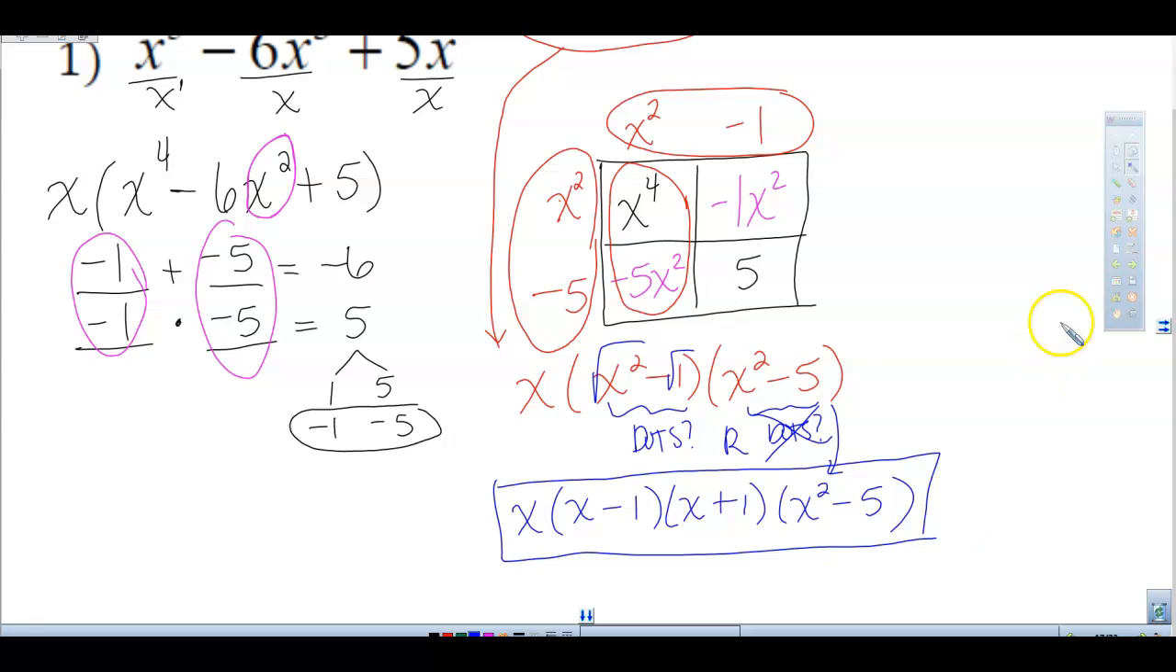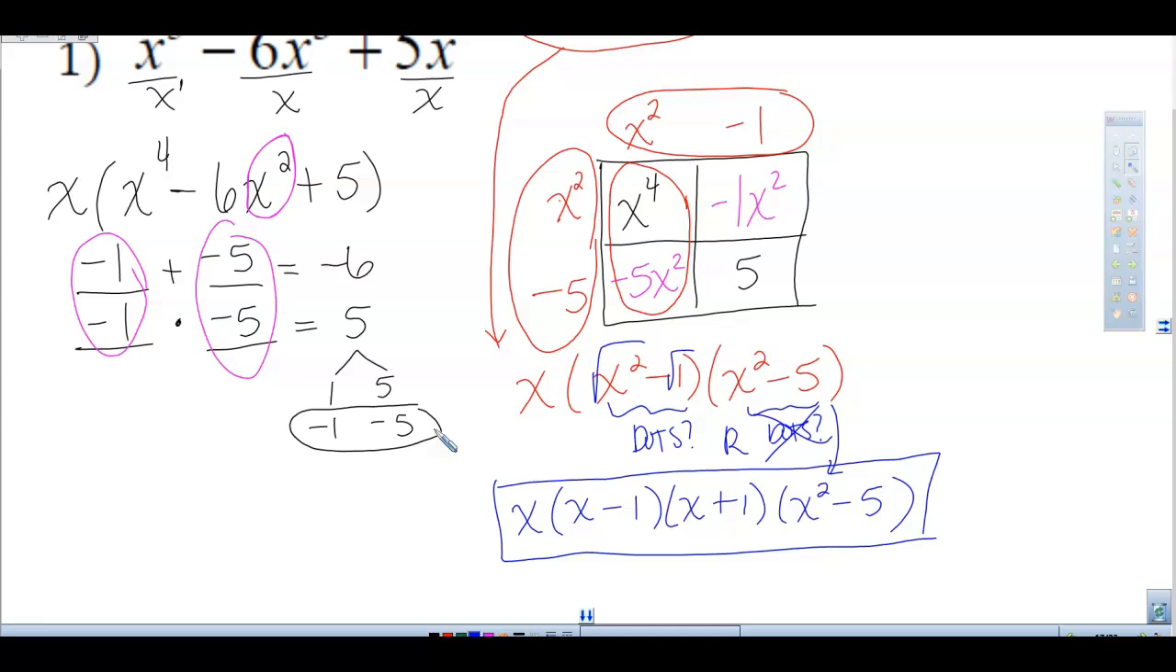So on the answer key, again, you would look for all of those at the bottom. Find an x, cross it out. X minus 1, cross it out. X plus 1, cross it out. And x squared minus 5, you cross it out on the answer key at the bottom. Okay?